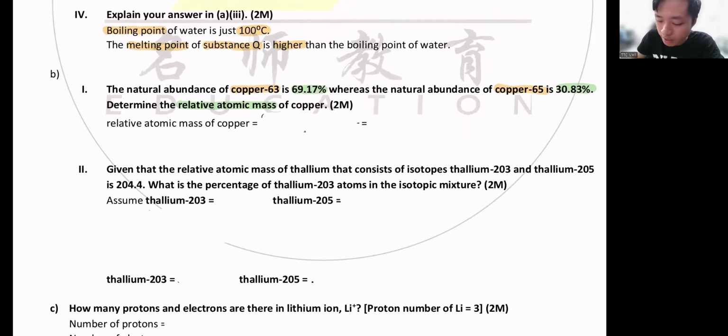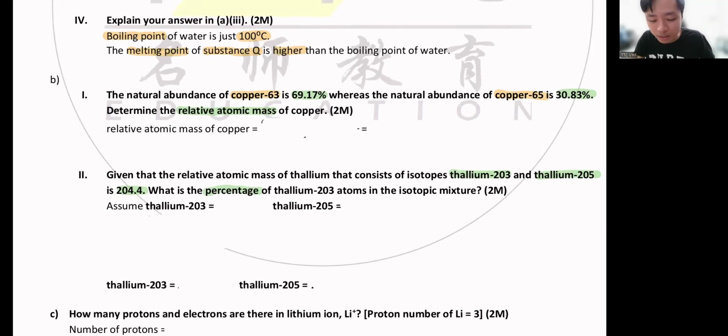Okay, so they give you thallium 203 and thallium 205. The average is 204.4. They ask what is the percentage? Try to do and give me an answer for B1 and B2. If you don't know, you can tell me.